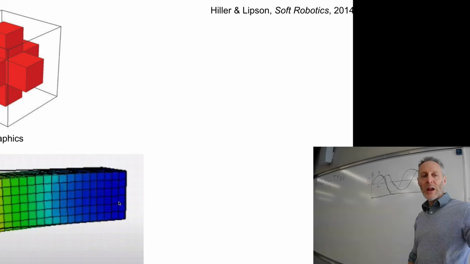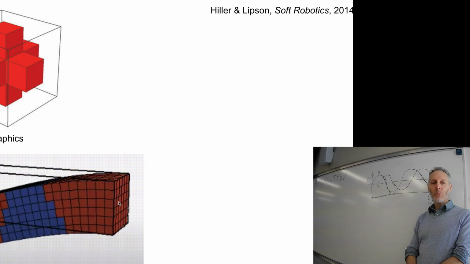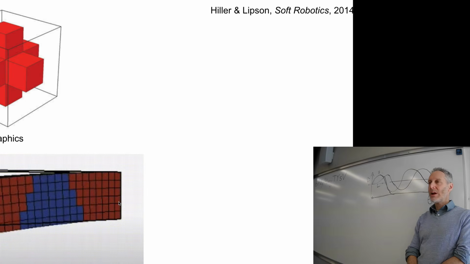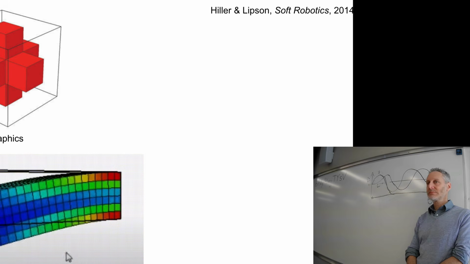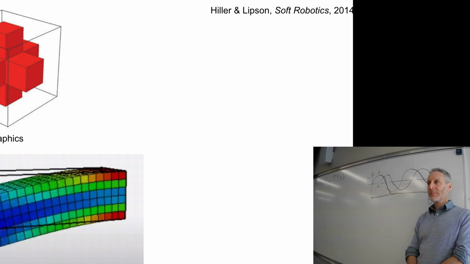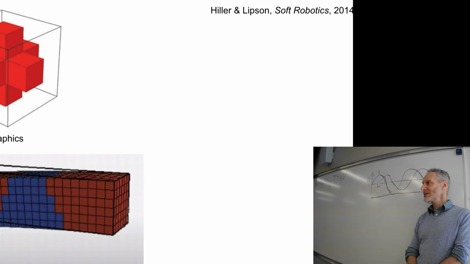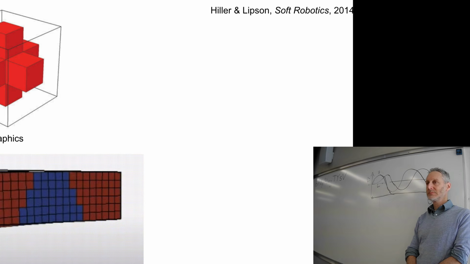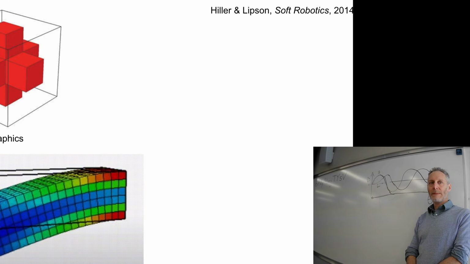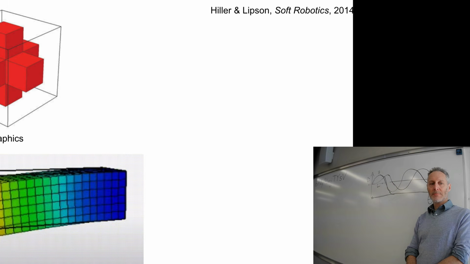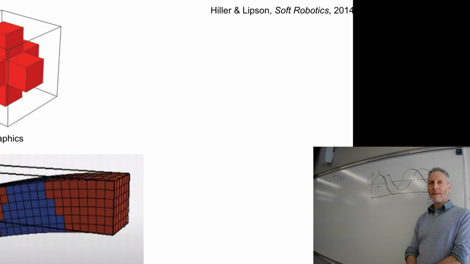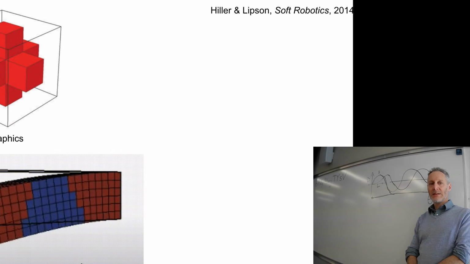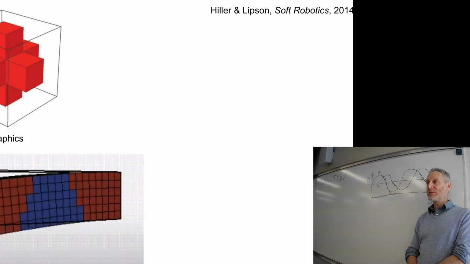What do you think the rainbow picture is showing? And what do you think the red-blue picture is showing? Any mechanical or civil engineers in this class? I don't remember. Assume the red-blue is probably the type of material at each voxel. The red-blue is the type of material.